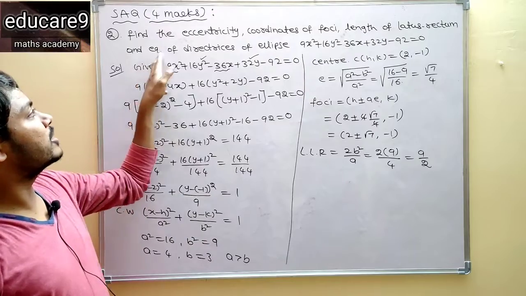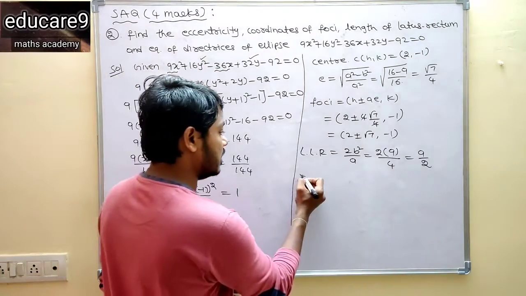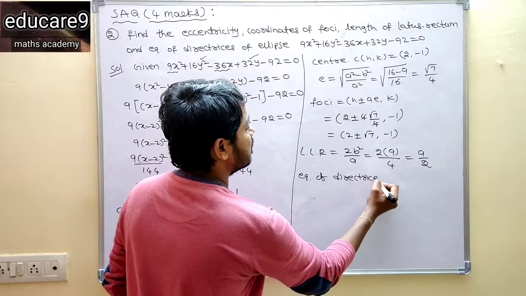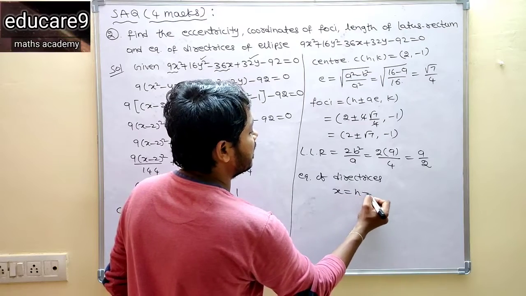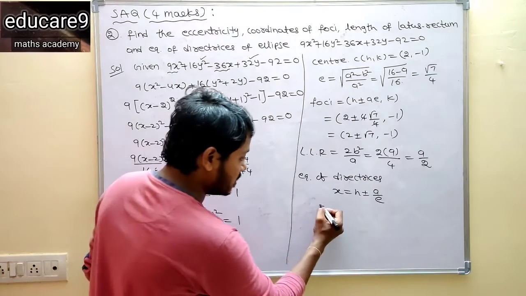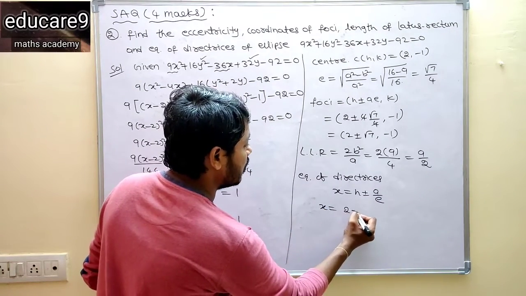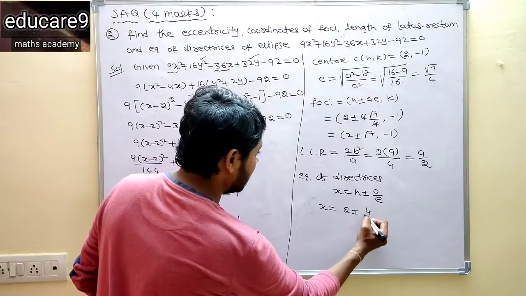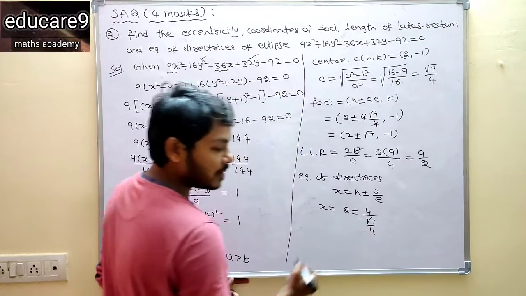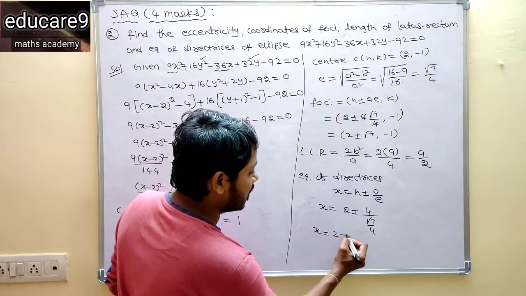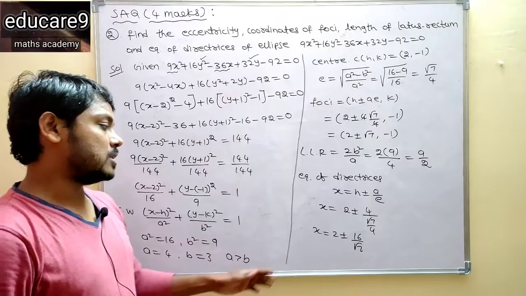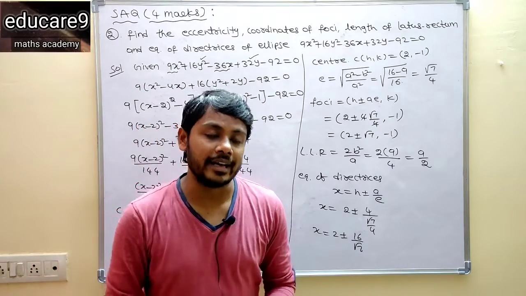So let's find the equations of the directrix. The formula is x is equal to h plus or minus a by e. See here, x is equal to h value 2 plus or minus a value 4 and e value root 7 by 4. So x is equal to 2 plus or minus 16 by root 7. Okay, so these are the equations of the directrix.